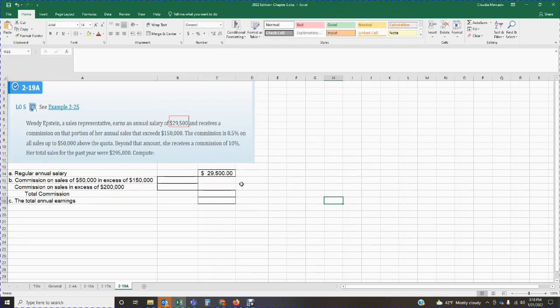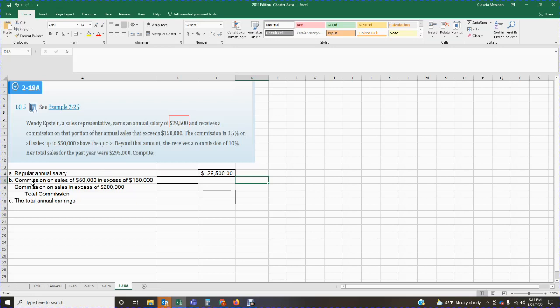Okay, now this is where it becomes tricky. We need to figure out the commission. Now the problem says that she gets paid a base salary of $29,500 for any sales up to $150,000. If she sells more than $150,000, she gets paid commission. Now there's two brackets. The first bracket is if she has sales between $150,000 to $200,000, because it says here the commission is 8.5% on all sales up to $50,000 above the quota. The quota is $150,000. The $50,000 above the quota will take her up to $200,000.